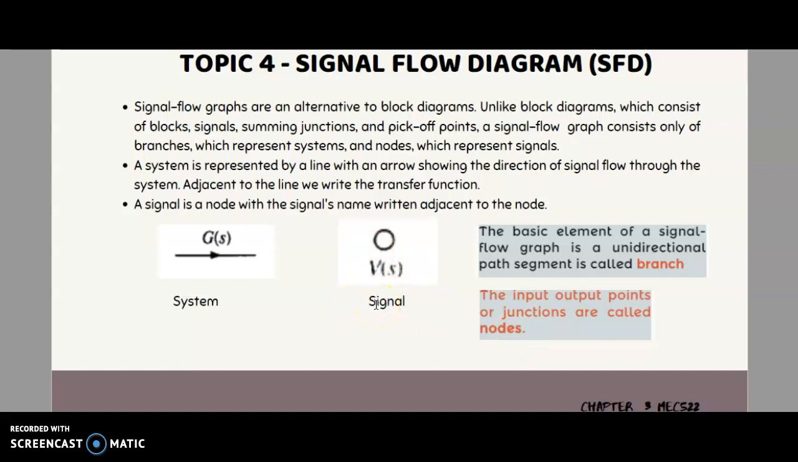For the signal flow graph, or signal flow diagram, the important thing is the direction of signal flow. This one is too important. So you need to draw all the signals with the flow.